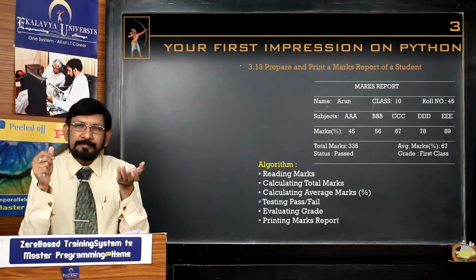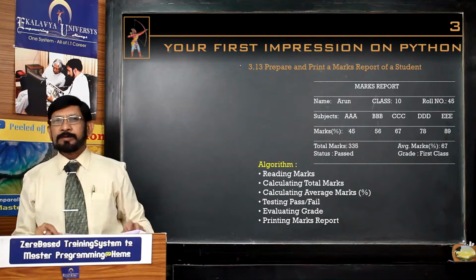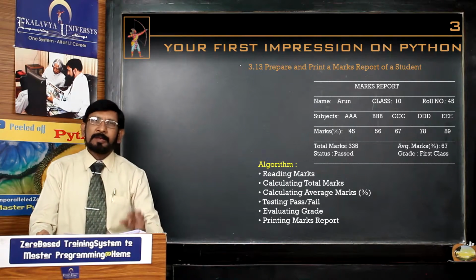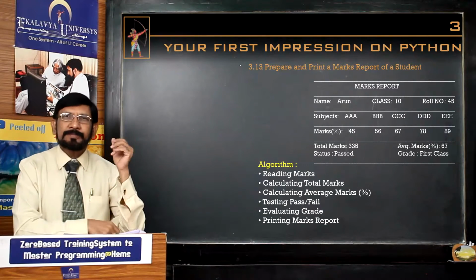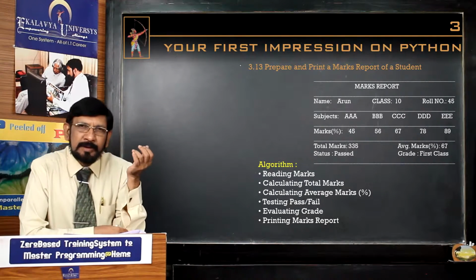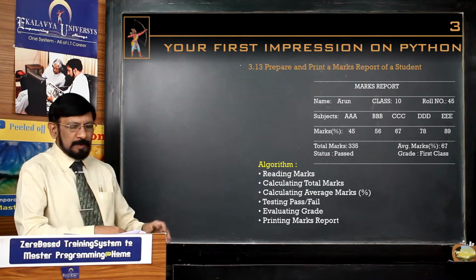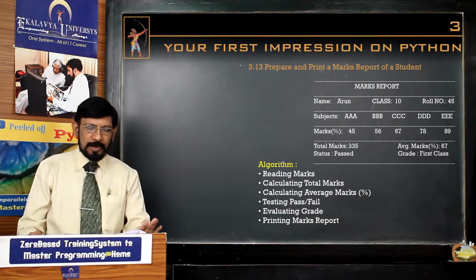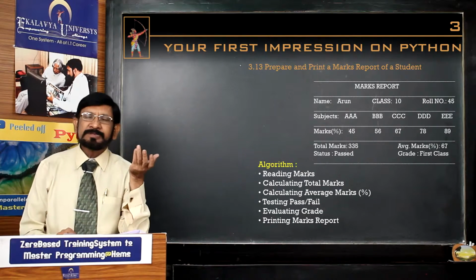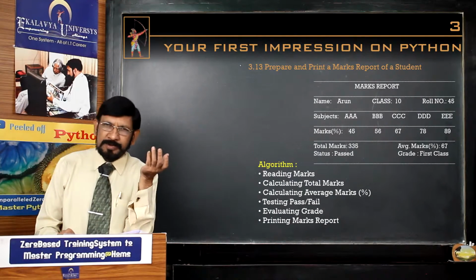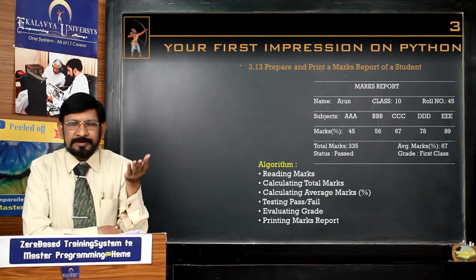Thereafter, grade. Grade means you should not simply take into consideration the average marks. First test whether passed in all papers. Thereafter, what is the grade depending on the percentage of marks. Thereafter, printing the mark report in this manner. Okay, how many activities did you identify? You identified 6 activities. Obviously, 6 activities means 6 functions you have to write.